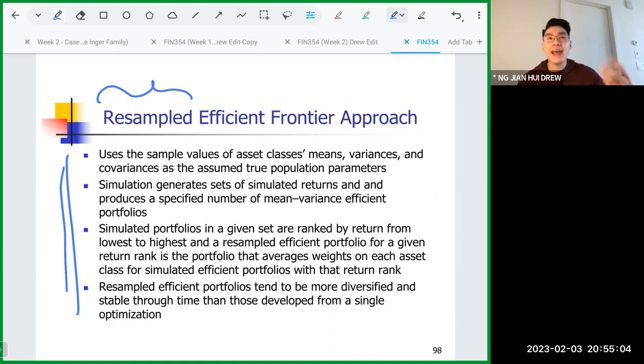So when we get an average, then generally the risk is lower, and the mean returns are better, more stable. So this is what I'm trying to say, resampling.